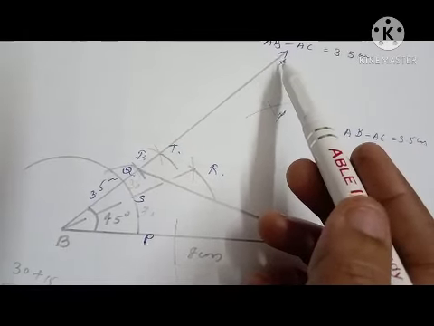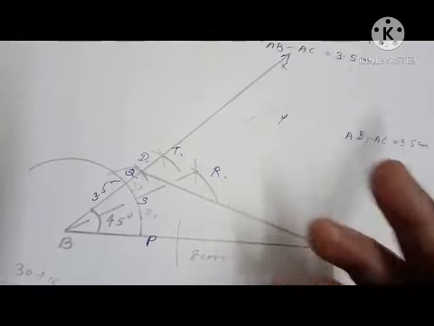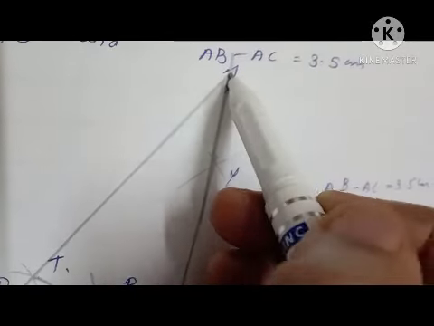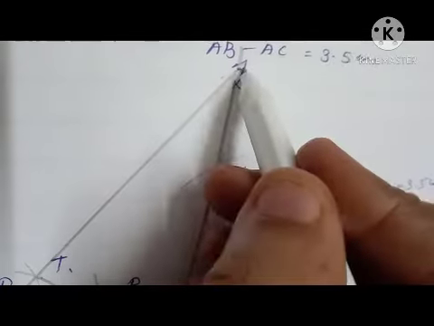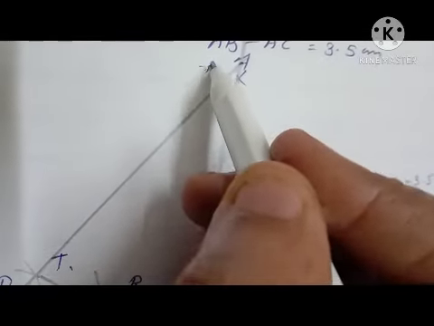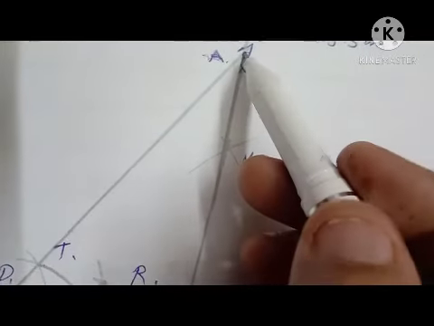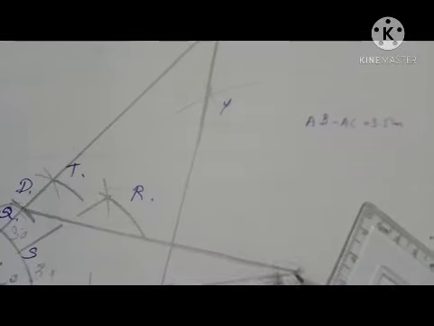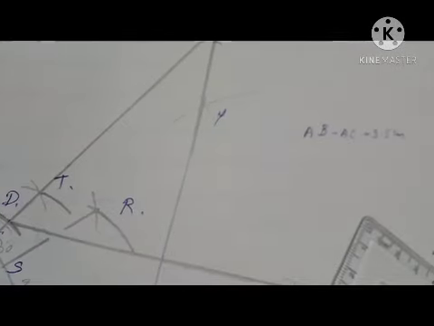If it does not intersect, then you can extend this ray. The perpendicular bisector intersects BX at this point. So this point will be A. This point will be our required third point A. Then we have to join A and C, by using a ruler.